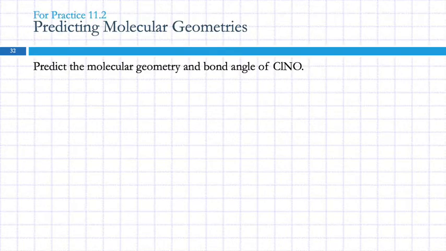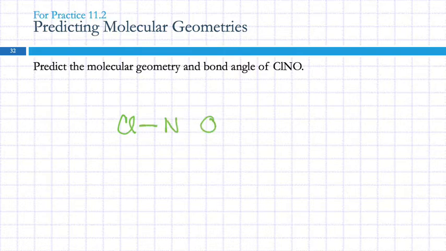So predict the molecular geometry and bond angle of ClNO. So what's the first thing we have to do? Lewis structure. They're not specifically saying which atom is in the center, but we could go just based on the order that they're in. And actually it turns out that the shape will be the same regardless of which atom is where. But we'll just go with Cl, N, and O in that order.